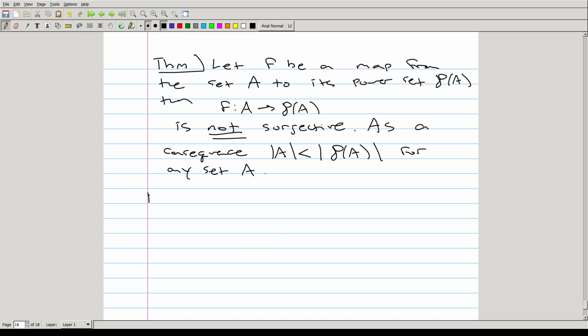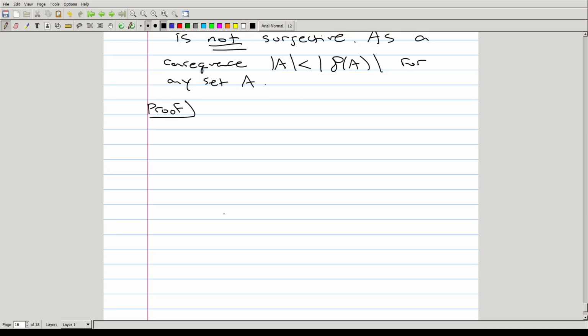And the proof of this is relatively straightforward and uses straight logic, similar to how we use Russell's paradox. We consider the set B defined as the set of x in A such that x is not an element of f(x) in the power set. So remember, this map f is going into the power set. And this is a proof by contradiction.